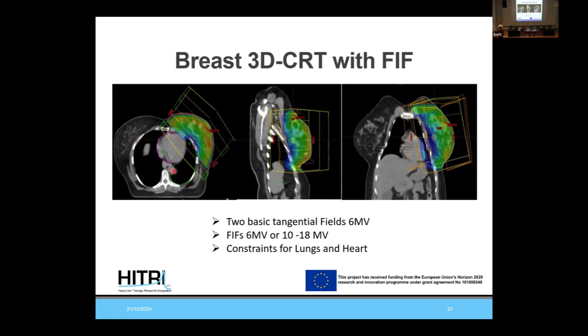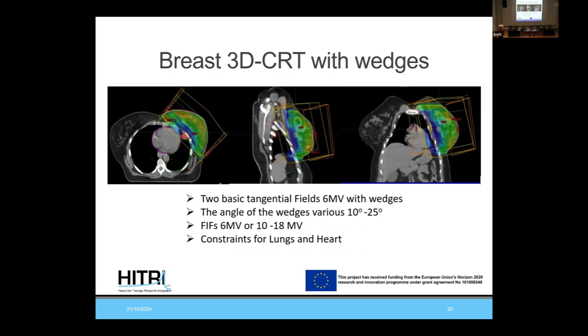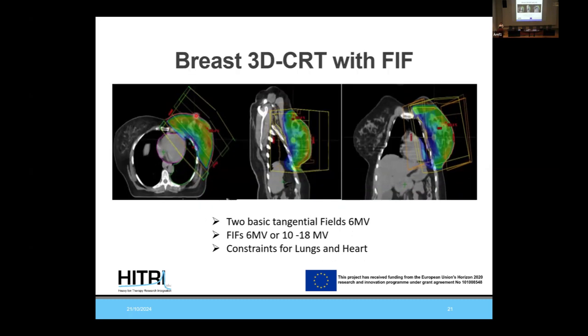We can have the same result with the fields, only with the fields, without wedge. I just put these images from the same patient. As you can see here, it is exactly the same patient. The result is similar. But what is the cost of using fields?